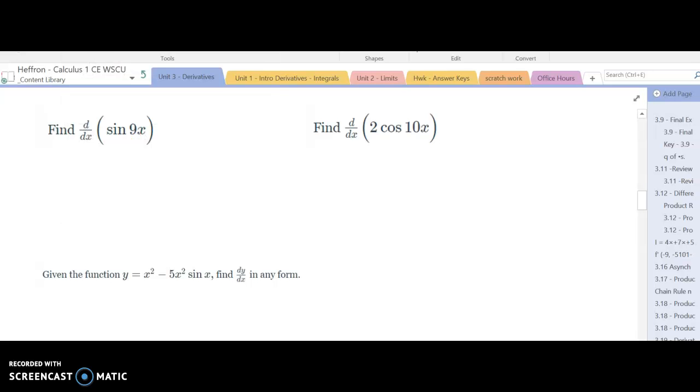Here are two different derivatives that are pretty similar, but there's just a little bit of a difference, and I wanted to highlight that difference. In this case, 9x is the inside function inside of sine x.